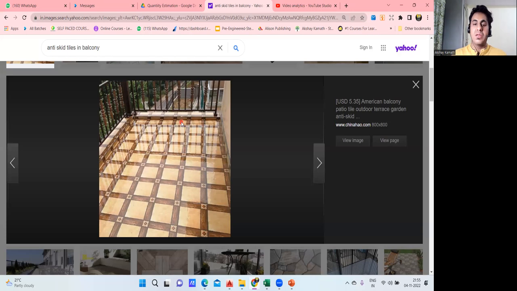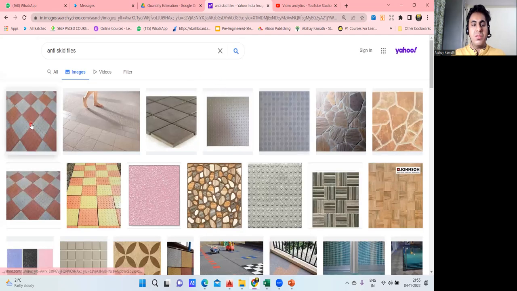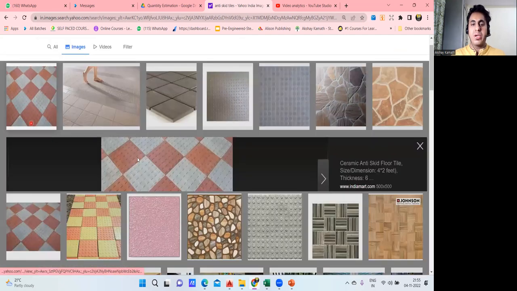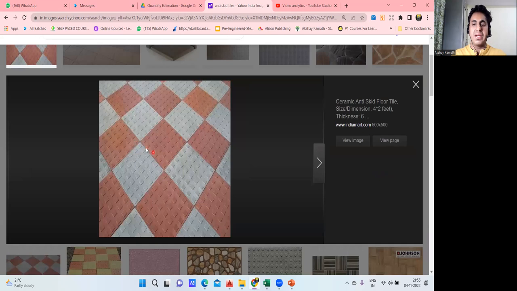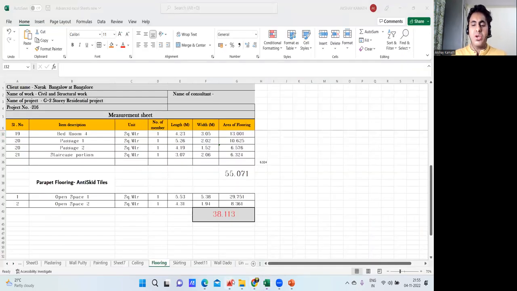Okay, anti-skid tiles. You get a tile something like this. So you get pavers, kind of something. You can see these are also anti-skid only. So you can put such kind of tiles also. It's called anti-skid. It depends on the client what you want to use, but we'll find the area for that. And if you get the area, you can decide what you want later. Okay, fine. So for that, I need to find the area.